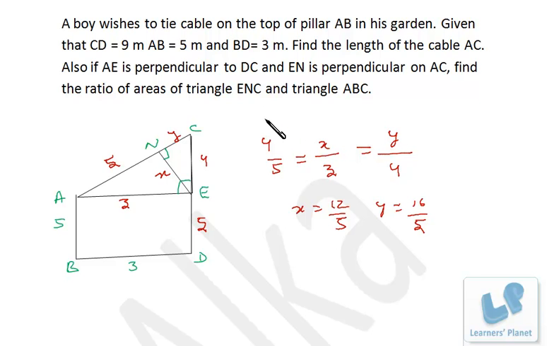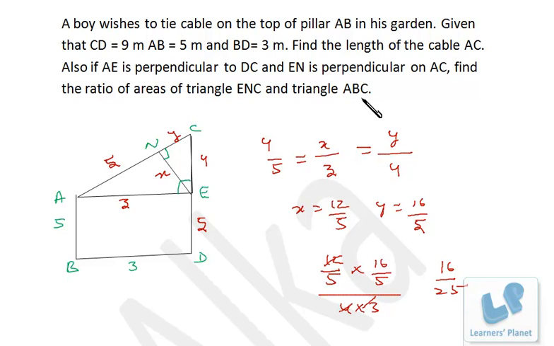Now let's find out the ratio of areas of triangle ENC and triangle ABC. For ENC, that's half base into altitude, that is half of x into y. So that's 12 by 5 into 16 by 5 and half of that, right? And divide by triangle ABC. So that's 4 into 3 into half. So I just take 4 into 3 only. So 4 into 3, that's 12. So precisely we are left with 16 by 25. That is the ratio of areas of ENC and ABC.